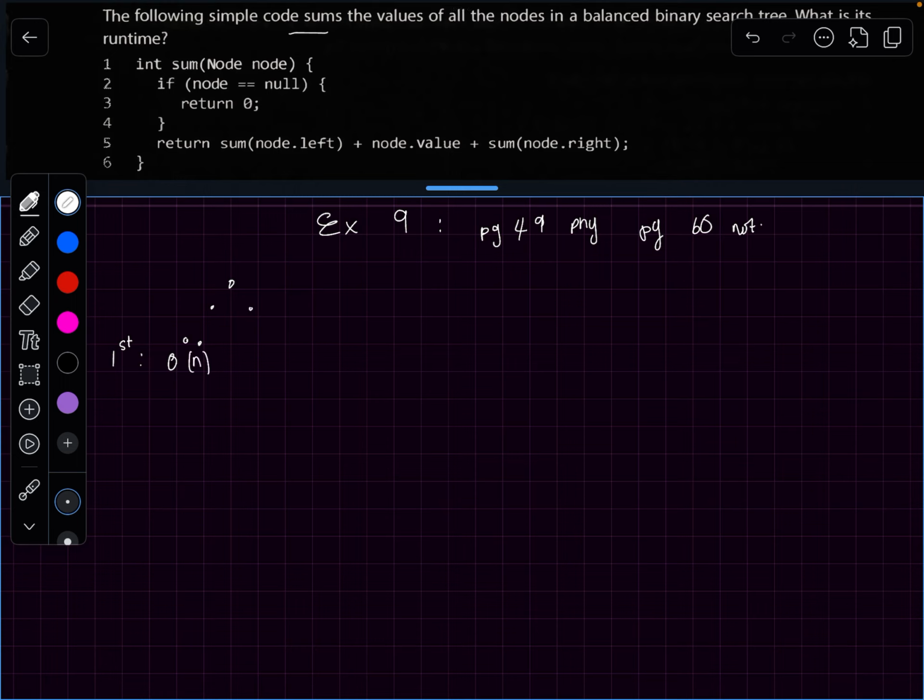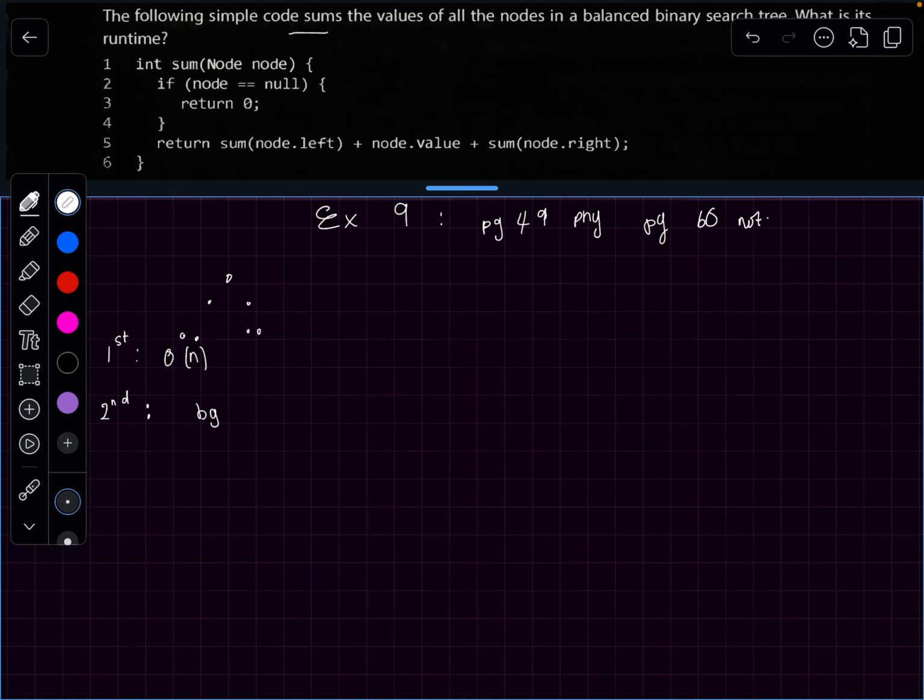But in terms of looking at it in a bigger picture, it just touches each node. It's not searching, it just touches each node once on the binary search tree. So it will be O(n). If we add more elements, the runtime is going to increase proportionally.